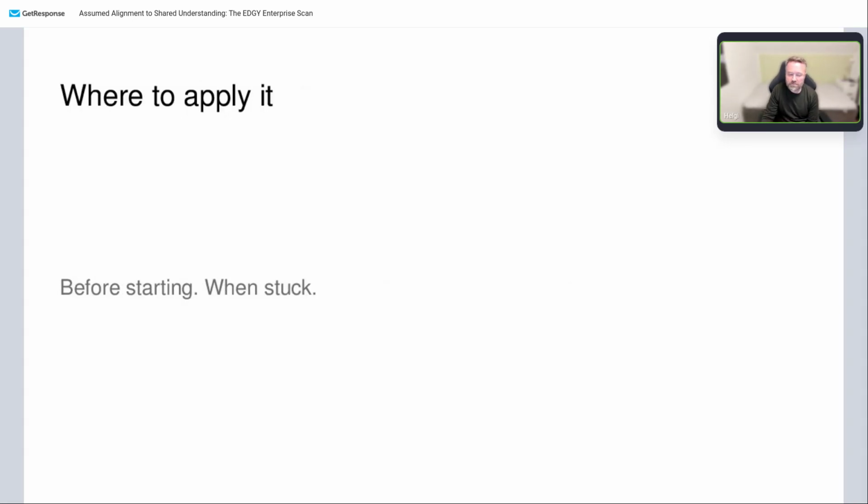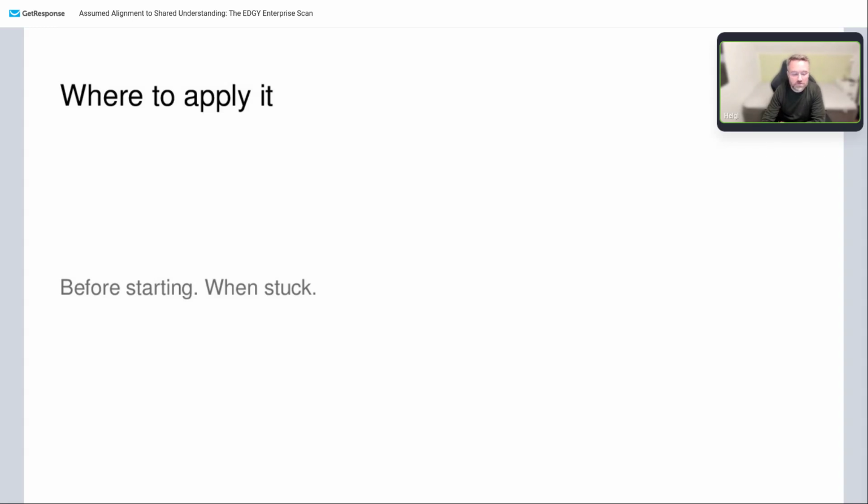So where to apply it? It's always best to apply it in the beginning. That's absolutely, there's no question about that. The earlier we actually surface these misalignments, the easier it is to address them.